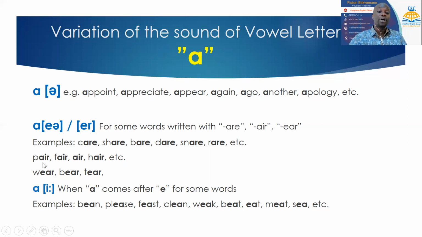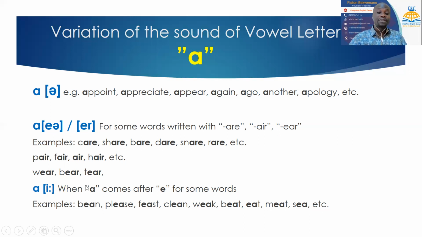And we have also A followed by IR, and this is the pair and the fair. We have air, we have a hair. All of them give the sound of air. And the last is where, like a bear and a tear. So where we have an E followed by A and the R, and they give the sound of air.